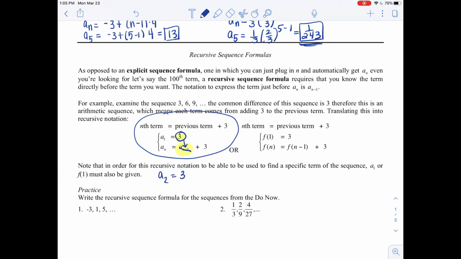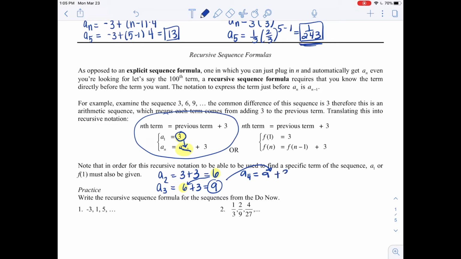And I'm going to turn that into 3 plus 3. So my second term becomes 3 plus 3, and that comes out to be 6. If I need my third term, once again, I'm going to take the previous term, and I'm going to put that in the place of where that a sub n minus 1 was, and then I'm going to add by 3. So when I do 6 plus 3 comes out to be 9.